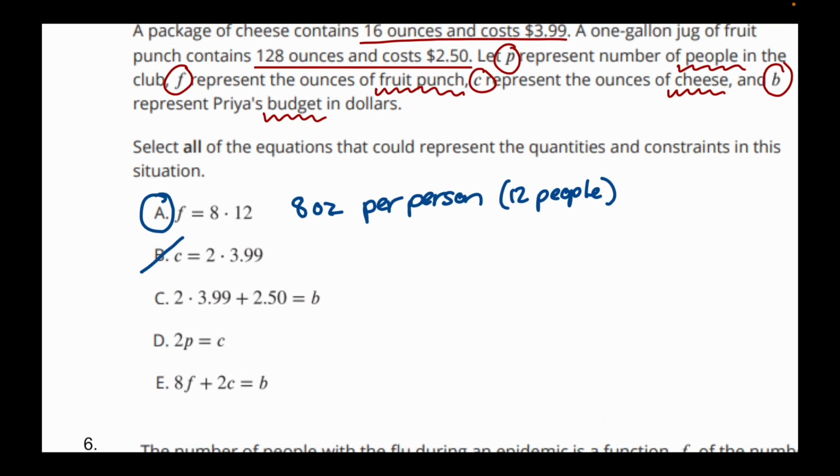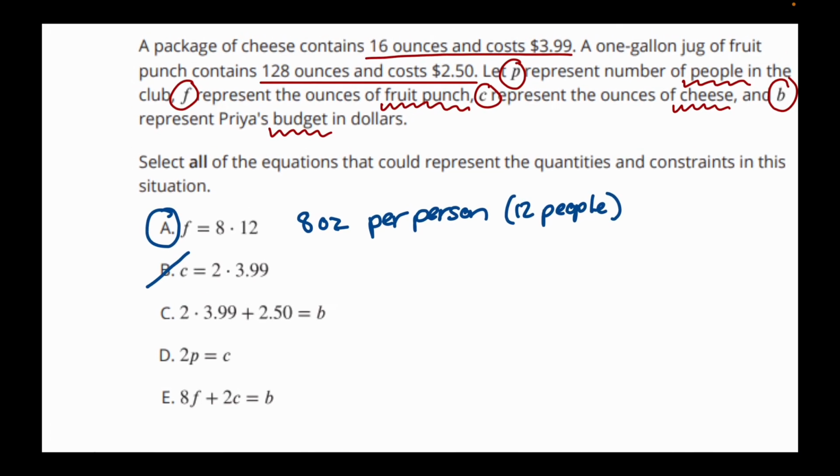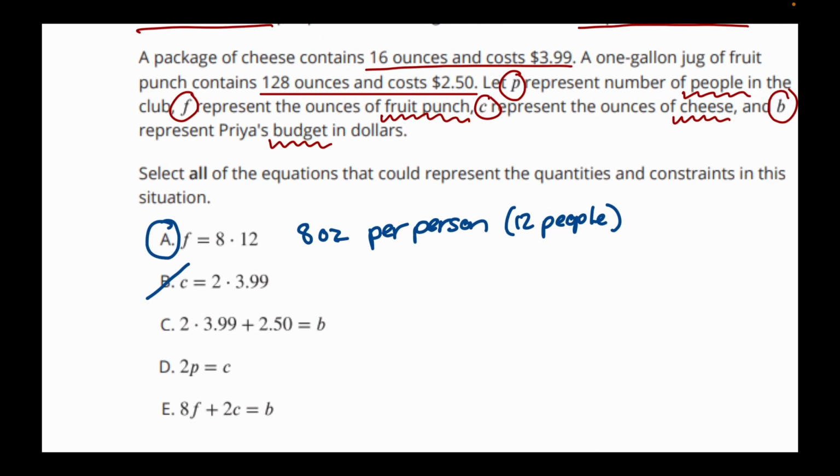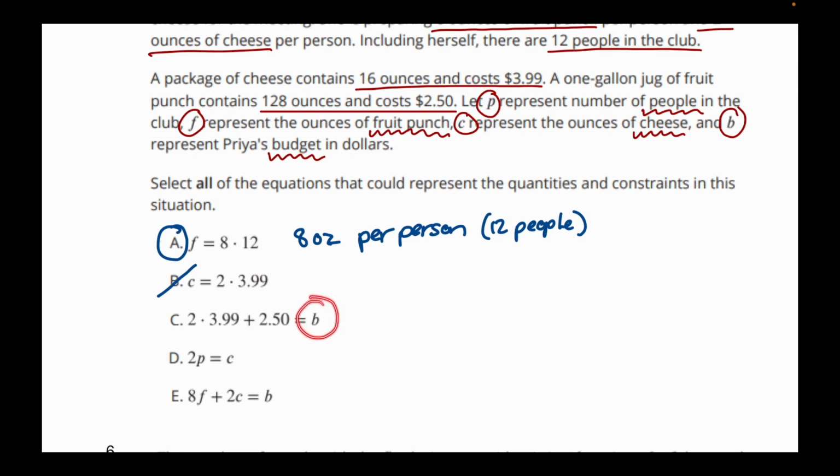C says that 2 times $3.99 plus $2.50 is equal to B. So it's okay for our dollar amounts to be in here because B was also the budget in dollars. So that's okay for us to be using our prices when we're talking about the budget. So 2 times $3.99 plus $2.50. Where is she getting that amount? Well, that's the $3.99 for the packages of cheese, and then the $2.50 for the gallon of fruit punch.